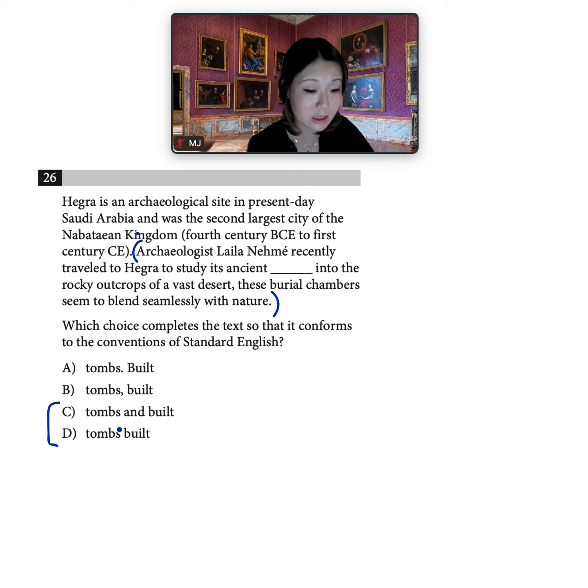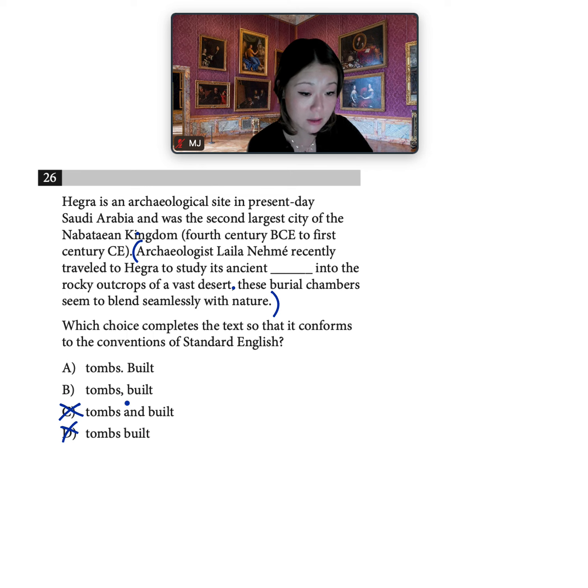So let's check C. "Archaeologist Lila recently traveled to Hygge to study its ancient tombs, and built into the rocky outcrops of a vast desert." Yes, so if you do just have one comma separating two independent clauses, you are going to have a comma splice. So this one is not going to be correct, and this one is also not going to be correct, simply because you do have independent clauses on both left and right side.